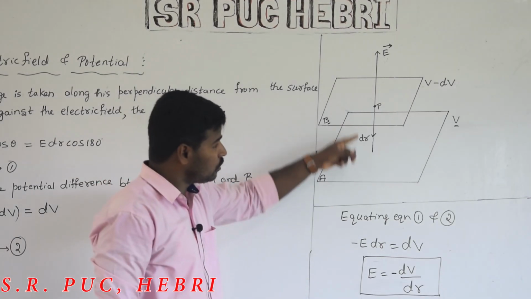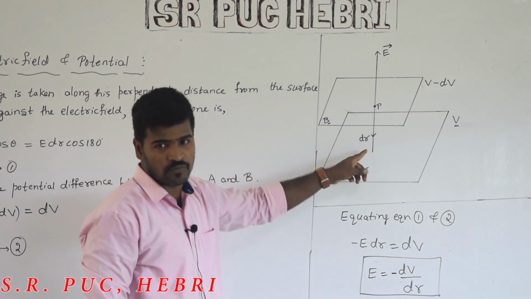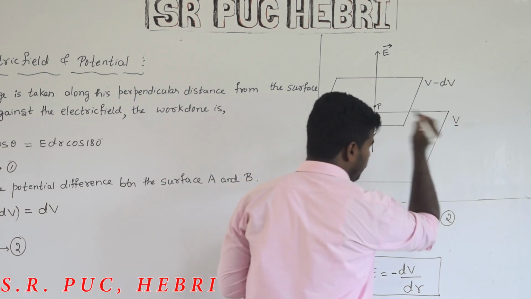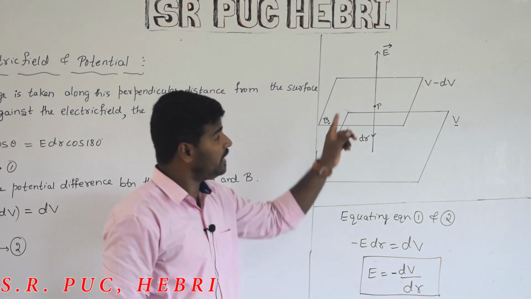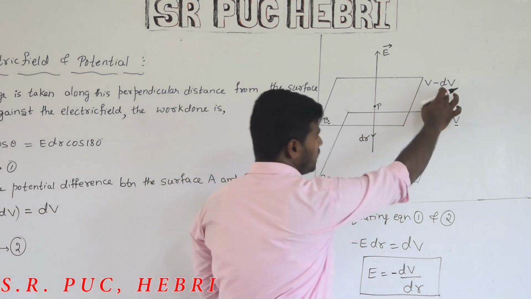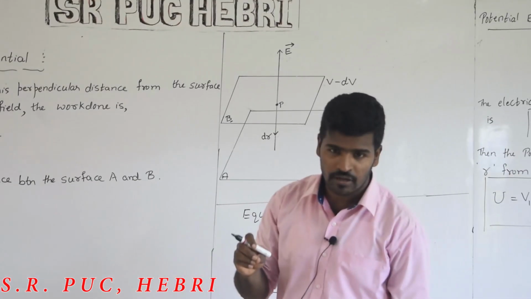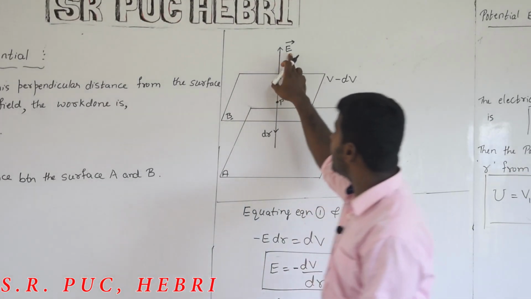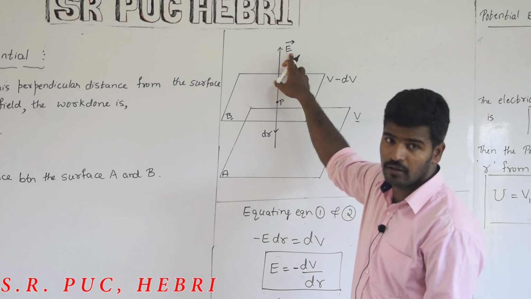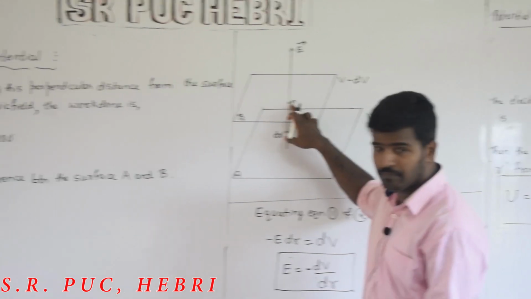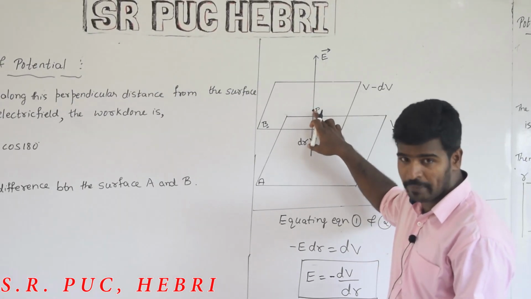Here we have taken two closely spaced equipotential surfaces A and B, in which the surface A has the potential V and the surface B has the potential V minus dV, where dV is the decreasing potential. Where dV is the decreasing potential in the direction of the electric field. Is it clear? Therefore, we have considered the point P on the surface B.